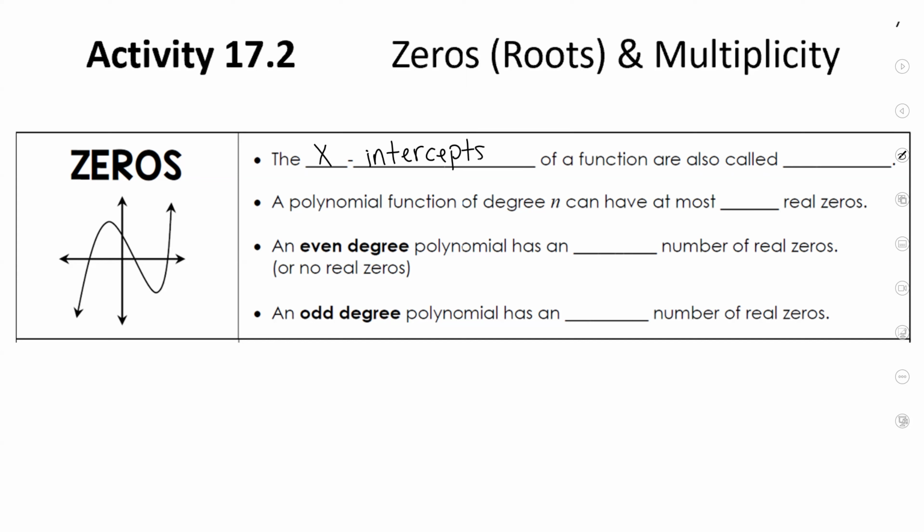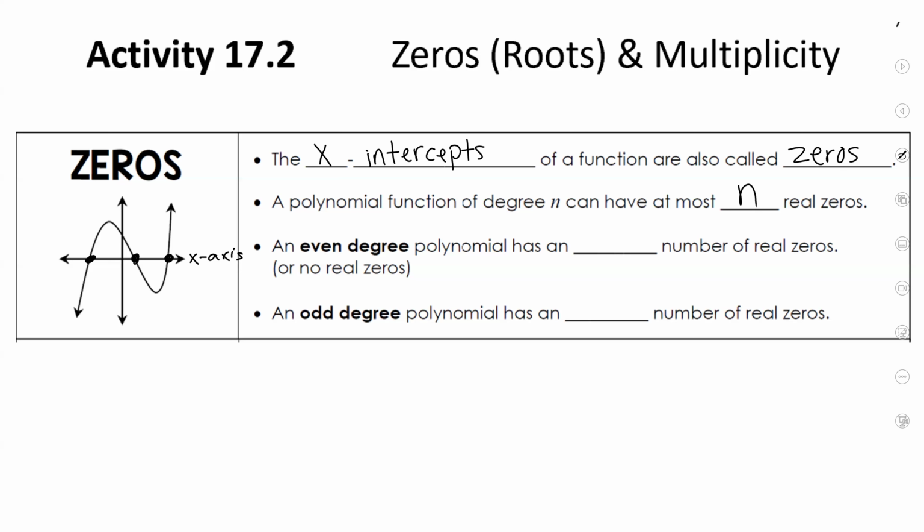The x-intercepts of a function are also called zeros. Do you guys know what else they're called? Roots. What else? Solutions. So these little points that I drew, those are on the x-axis. That means those are called x-intercepts. We also call those points roots, zeros, and solutions. A polynomial function of degree n can have at most n real zeros.